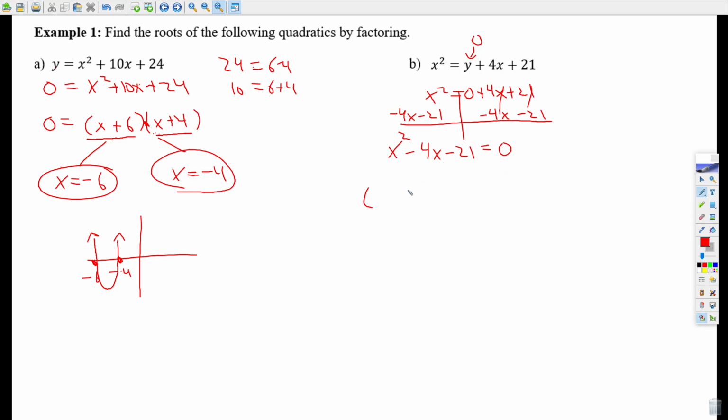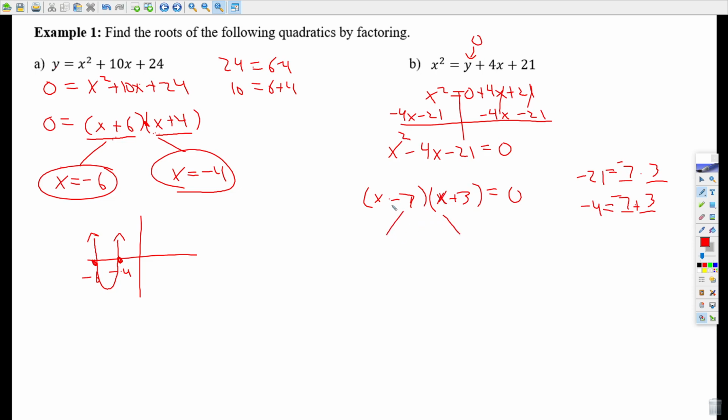Again, this is shortcut, so we'll do 2 sets of parentheses. We're going to multiply to -21. I'll put it over here. Add to -4. Whoops, that's a plus. So what would that be? Looks like it would be 7 times 3. And one of these has to be negative, which would be -7 to get that -4 here. So we have x minus 7, x plus 3.